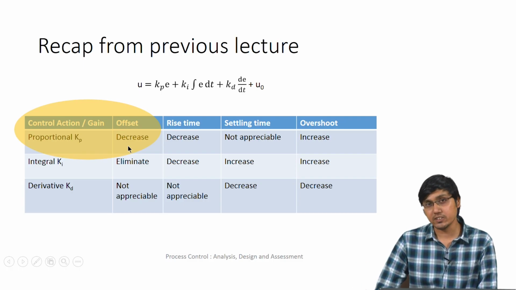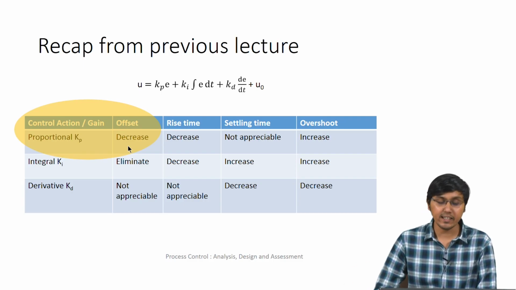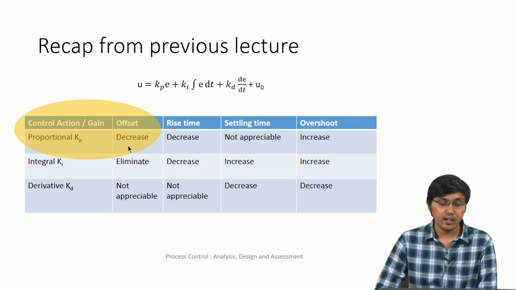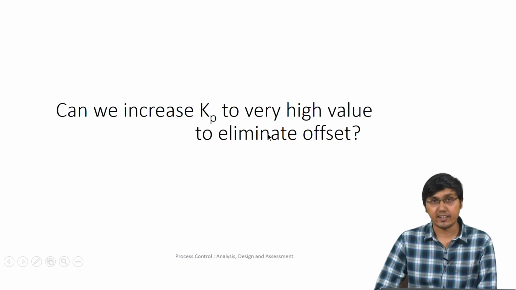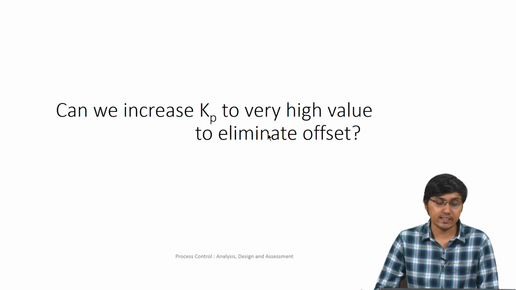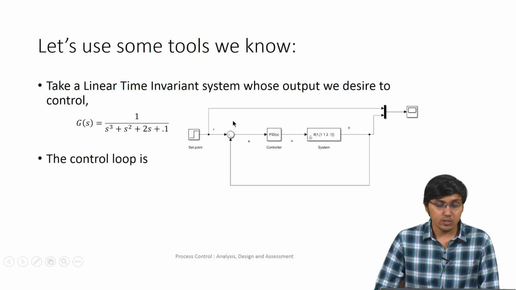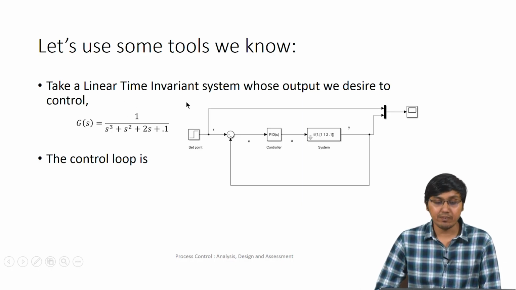So, one natural question we might ask is: why can't I keep on increasing this Kp, and is there any problem associated with this? That is the question, and let us do this experiment again like we did in the previous lecture, and see what exactly happens and what problem it introduces.